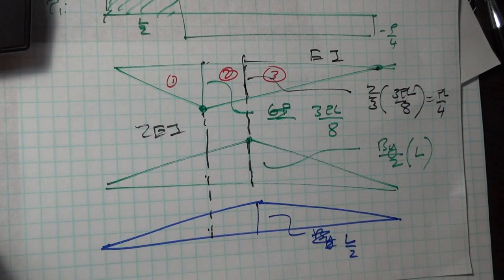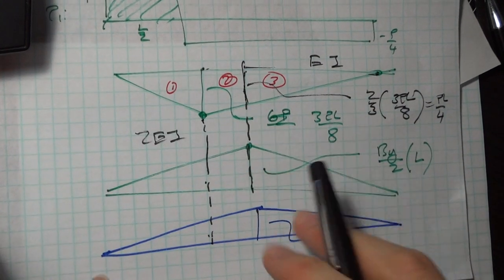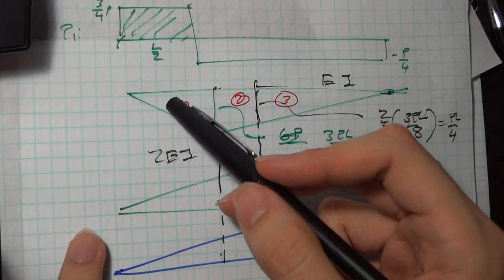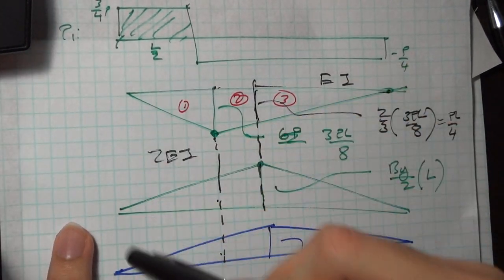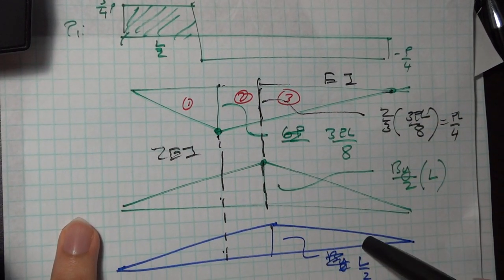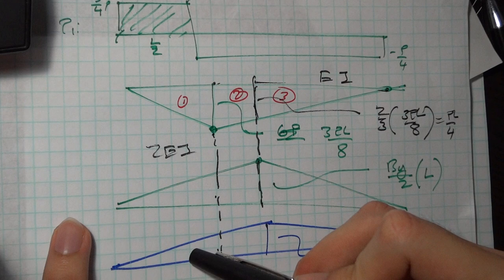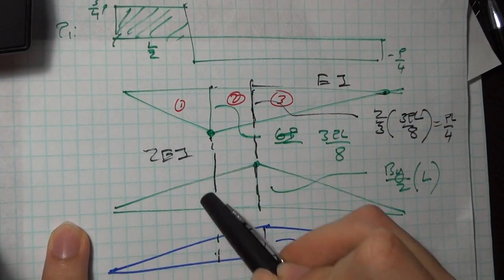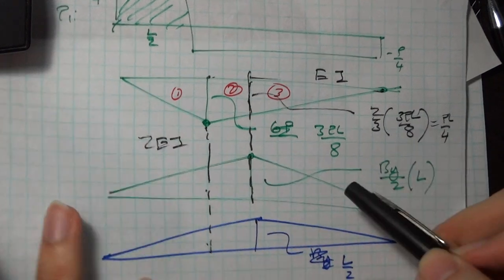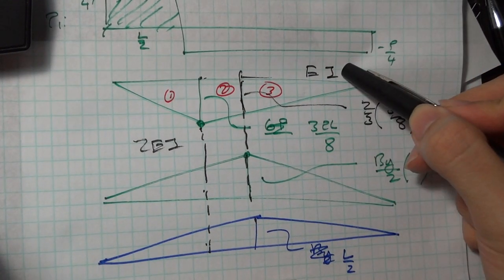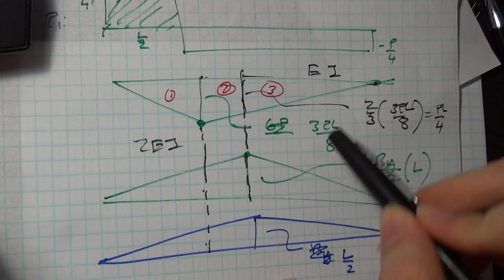Oh, I forgot to mention, when you're doing this one, you're going to divide these sections by 2EI and this section by just EI. So you'll have MQ times MP divided by 2EI, MQ times MP divided by 2EI. Over here, you're going to have MP times MQ divided by EI, MP times MQ divided by EI.